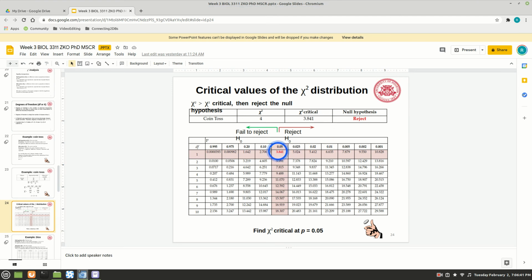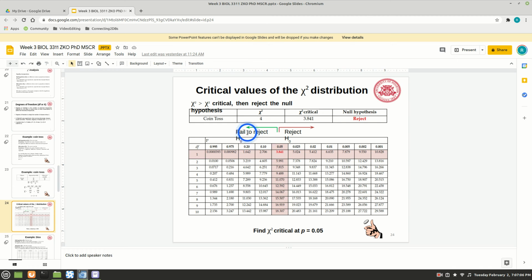You just say that you've rejected the null hypothesis. The red here means we're over 3.841, so we're on this side and we reject the null. If, however, we were under 3.841, so our number came up at 3.6, then we would fail to reject. Doesn't mean we accept. Some places you can say accept, but we fail to reject the null.